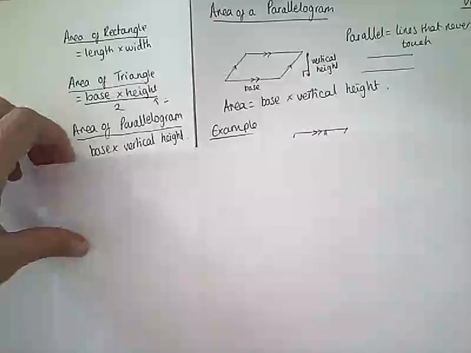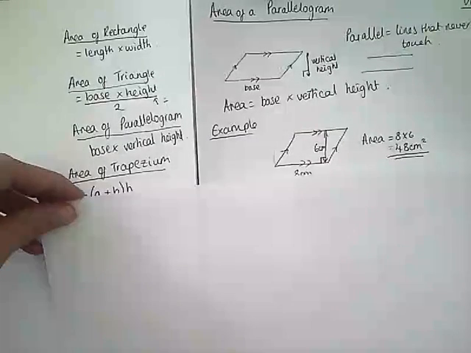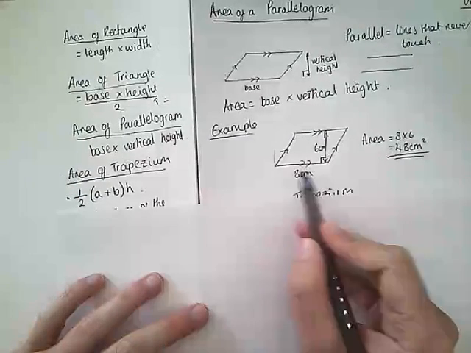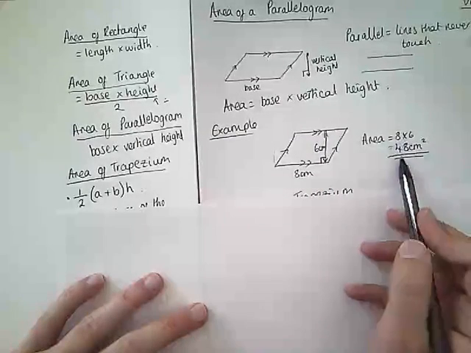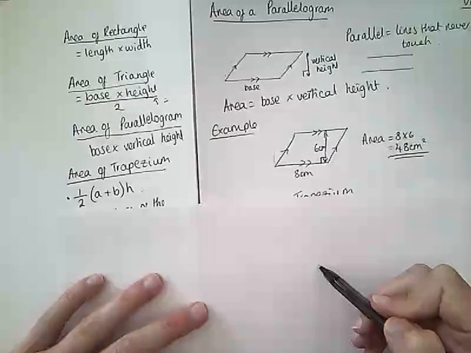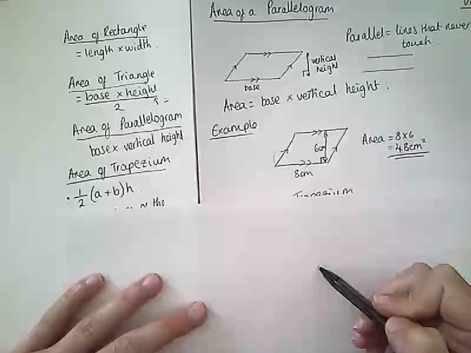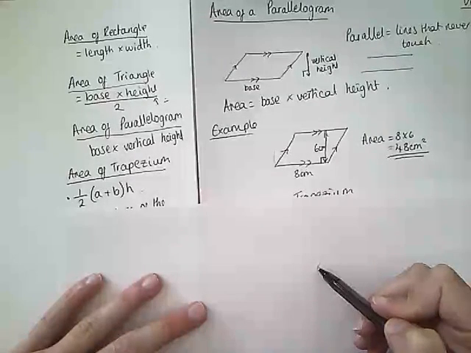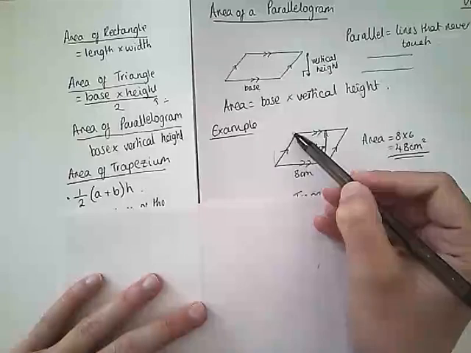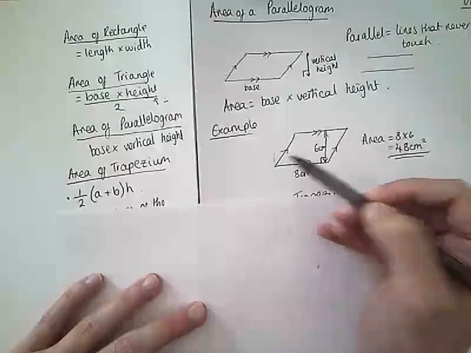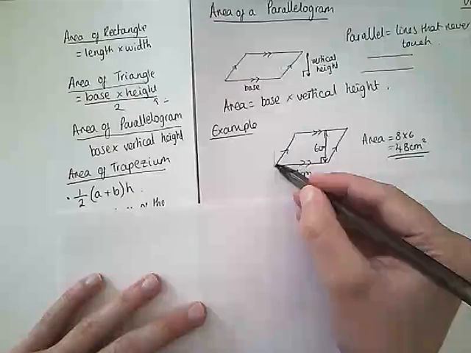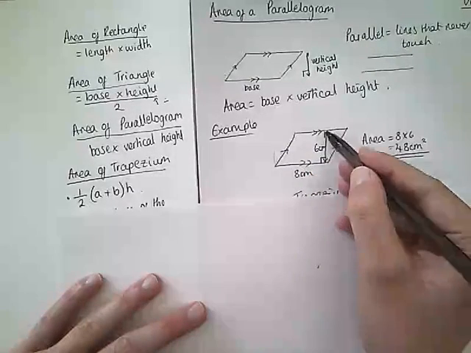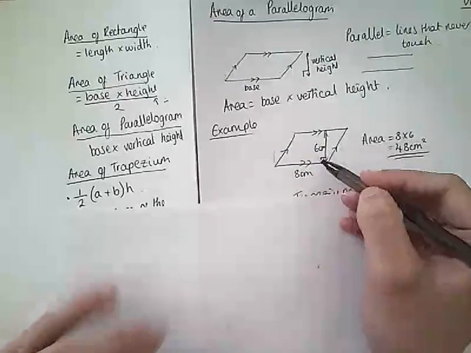So here is a little example. Here we've got a parallelogram. Its base is 8, its vertical height is 6, so it is 8 times 6, which is 48 centimetres squared. That should make areas of parallelograms fairly straightforward. If you are given the slanty height for whatever reason, you can ignore that length and just do base times the vertical height. It's the vertical height that you are interested in.